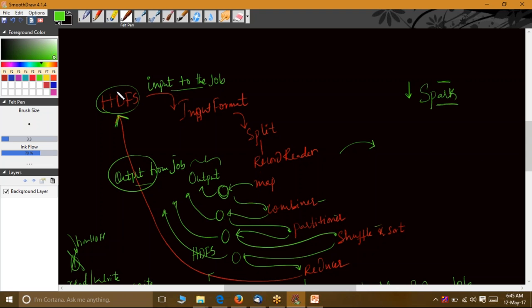Every MapReduce job takes the input from HDFS and writes the output to HDFS. You know very well, anything that is written to HDFS, you agree with my point, friends? Anything that you write to HDFS undergoes a replication, right? Of factor 3 or 2, whatever. But by default, the replication factor is 3. Anything that you write to HDFS undergoes a replication.